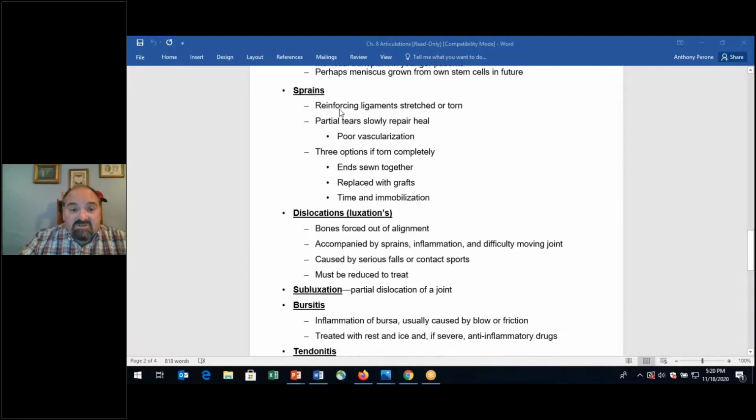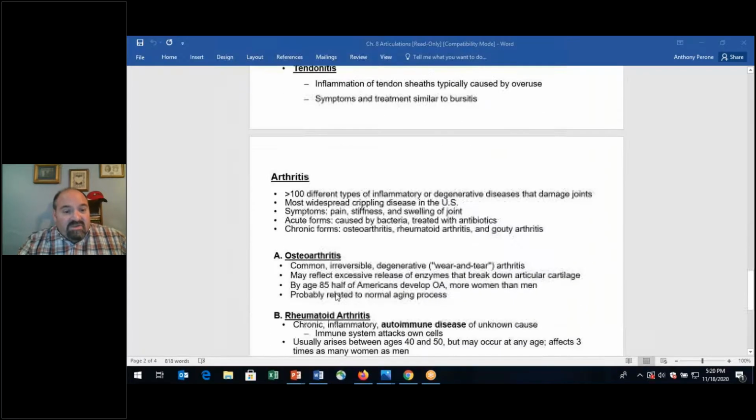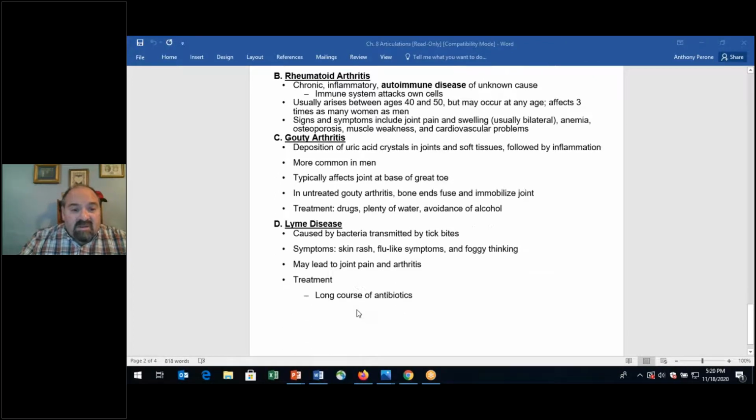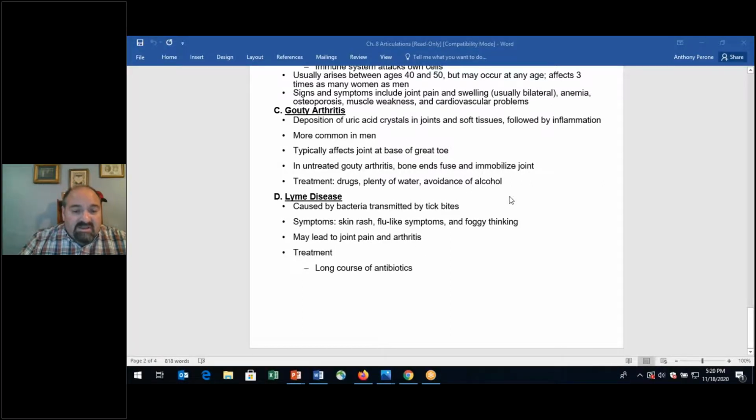Sprains. A sprain is overstretching and tearing of ligaments. A strain would be overstretching and tearing of tendons, muscle and tendon. Okay. Dislocations and subluxations, bursitis and tendinitis. You should review all of these. The arthritides, please review them and see how these different diseases can affect the articulations of the body. So please review that, okay?